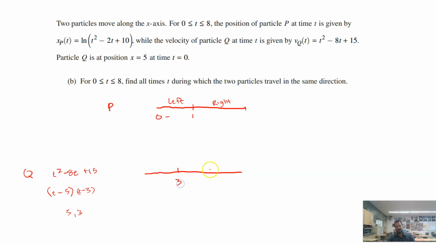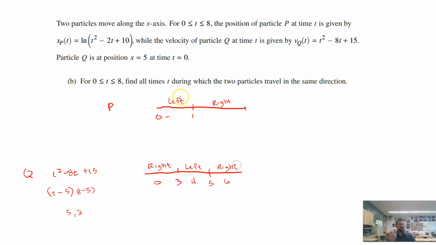I've got 3 here, I got 5 here, and I plug in numbers smaller and bigger to find out what's happening. So if I plug 0 in, I get 2 negatives, which gives me a positive, so it is moving to the right at that time. When I plug in 4, I get a negative, which means it's moving to the left from 3 to 5. And if I choose a number bigger than 4, like 6, then I am moving to the right again.